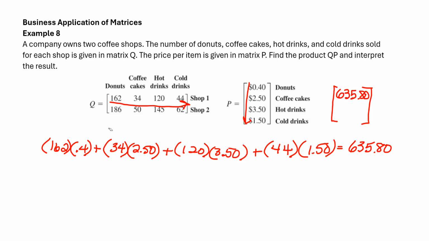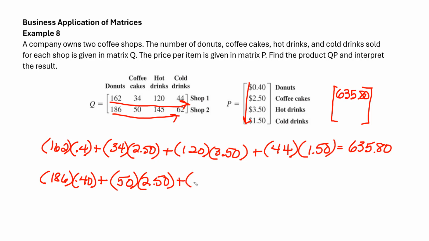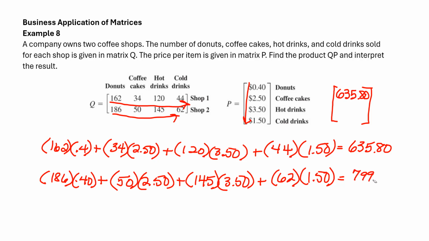635.80. And now we're going to go across the second row and down the column again. So we'll have 186 times 40 cents plus 50 times 250 plus 145 times 350 plus 62 times 150. And if you punch all that into your calculator, that is $799.90, and that goes right here.